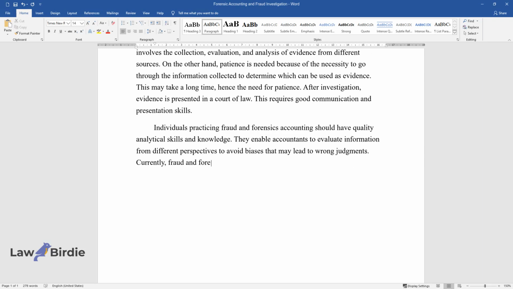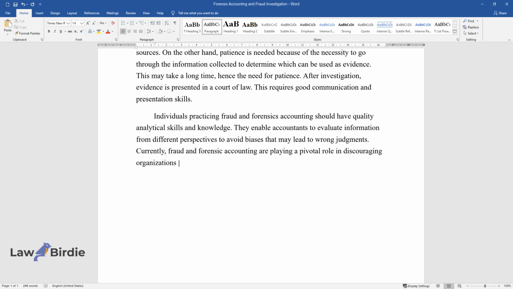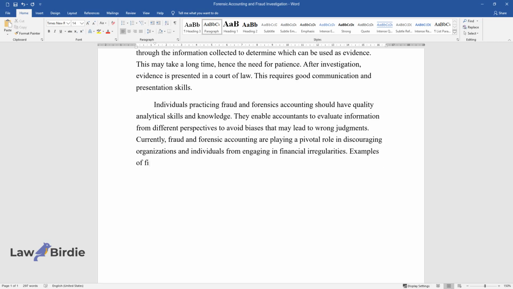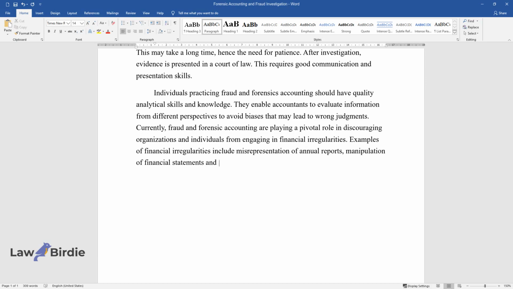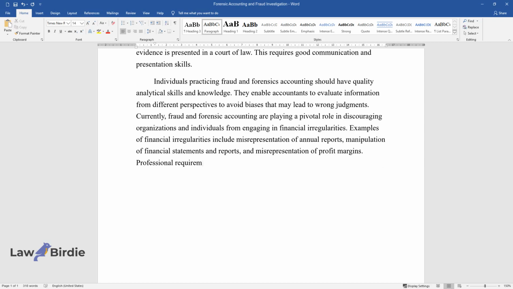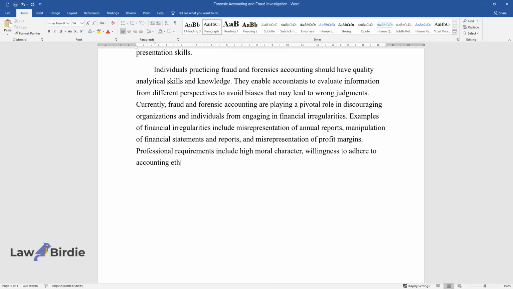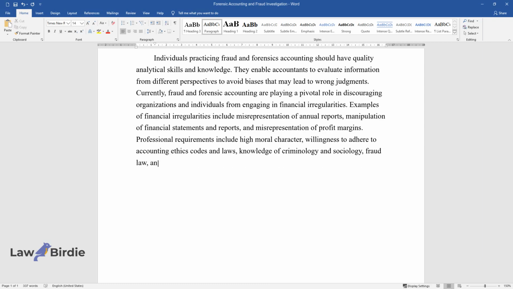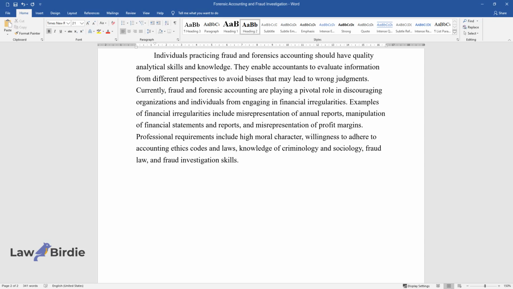Currently, fraud and forensic accounting are playing a pivotal role in discouraging organizations and individuals from engaging in financial irregularities. Examples of financial irregularities include misrepresentation of annual reports, manipulation of financial statements and reports, and misrepresentation of profit margins. Professional requirements include high moral character, willingness to adhere to accounting ethics codes and laws, knowledge of criminology and sociology, fraud law, and fraud investigation skills.